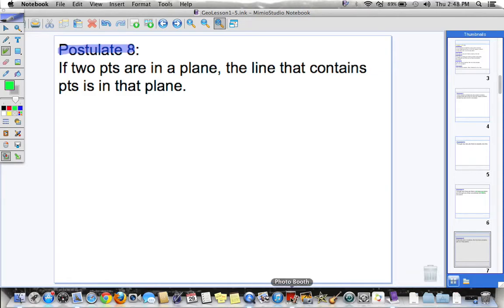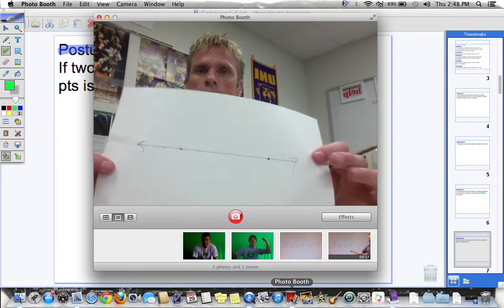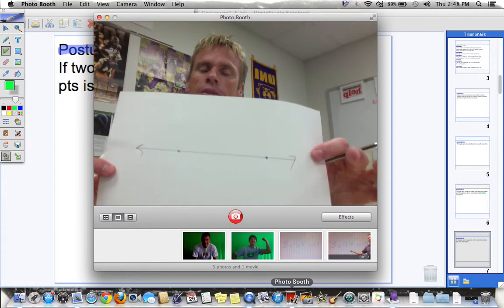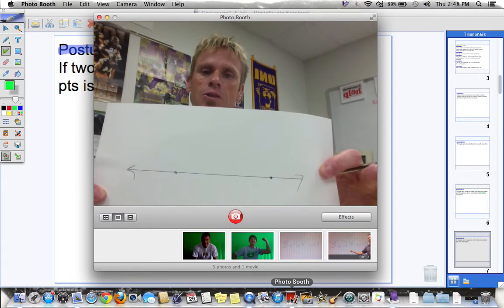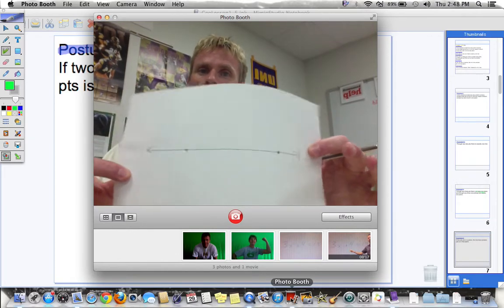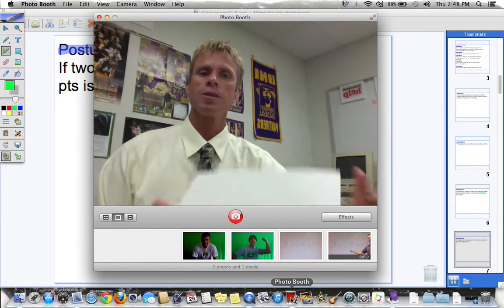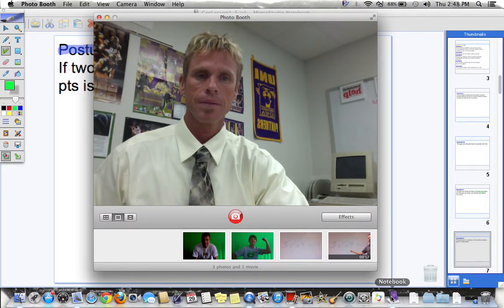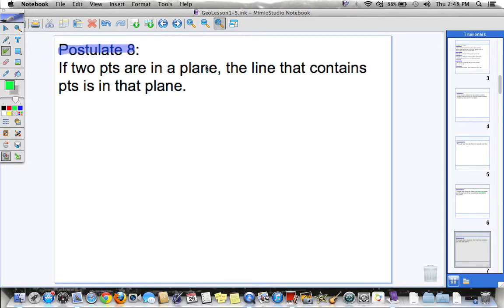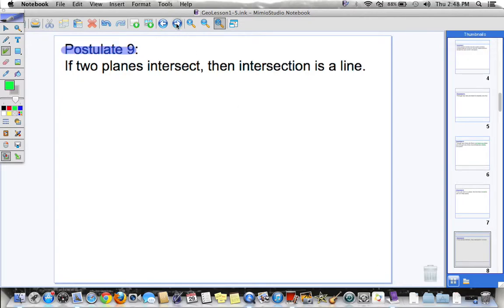So if I have two points on a plane, then the line that contains those 2 points has to be on the plane. So the line that contains those points has to be on that plane. All right, postulate 9. If 2 planes intersect, the intersection is a line. We've talked about this one a little bit already.